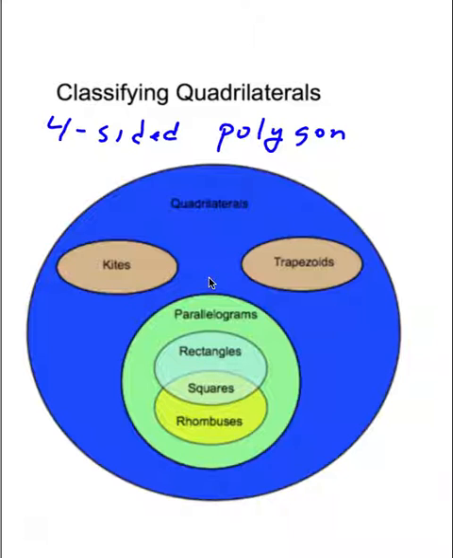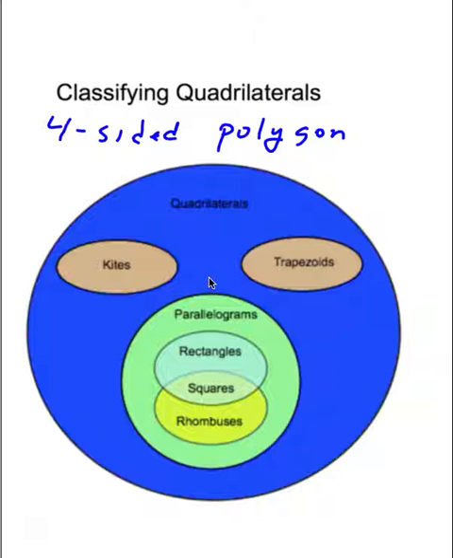And so this blue circle is the umbrella terminology, quadrilaterals, right? That would mean that kites, trapezoids, parallelograms, rectangles, squares, and rhombuses are all quadrilaterals, because they're inside that circle. That's the first thing you want to know.